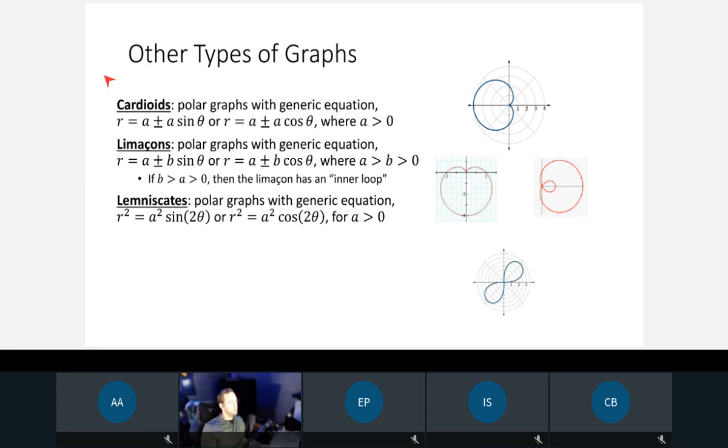There you go. All right. And that looks like this. So that is number 4. The 4th type is cardioids, identified by this equation.